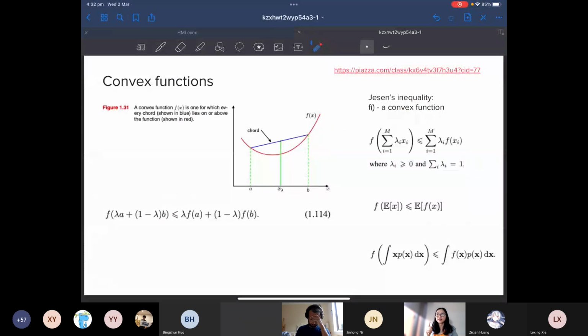Before we introduce KL divergence and mutual information, the two other important concepts in information theory, it's worth going through this thing called convex functions.